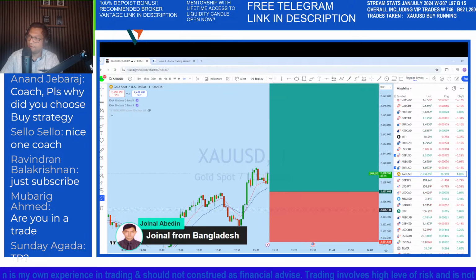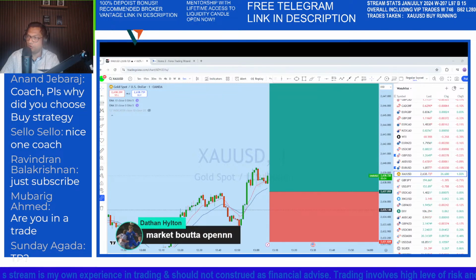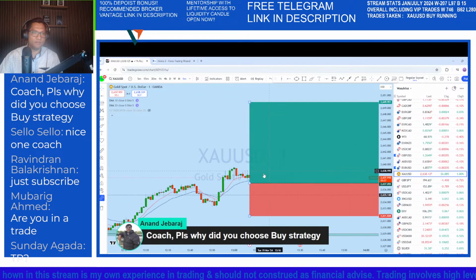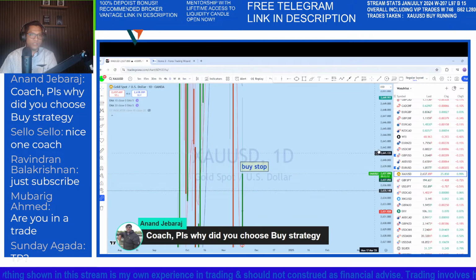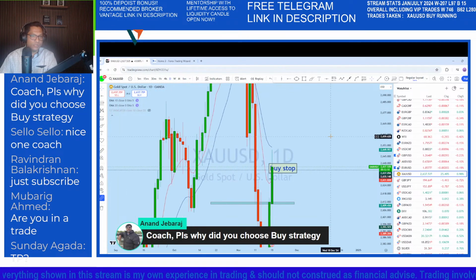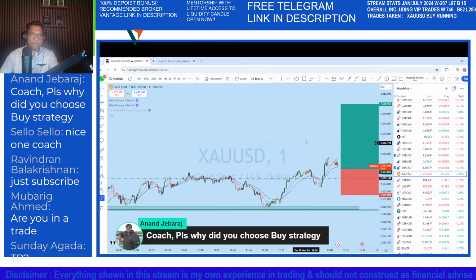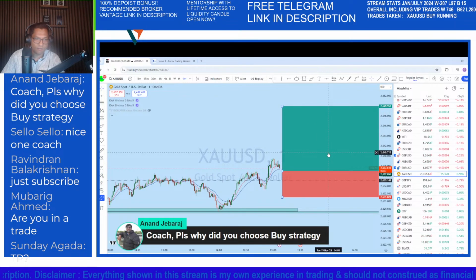Yep, we are still on it. Market buy open. Coach, please, why did you choose buy strategy? Well, because it's in a bull market, the trend locally. We see that from the daily, we have seen once the market opened from here, there is a bounce. And as the market had a bounce, we can expect it to go up and to retest the daily 20 EMA. But we'll see, anytime we could see the other directional breakdown.